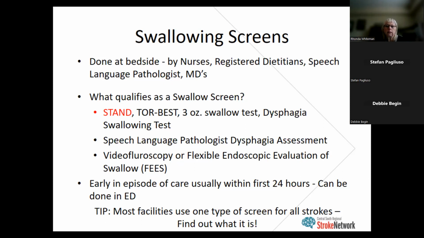You may see the STAND, the standardized swallowing tool for adult neurological dysphagia, the TORBEST, the 3-ounce water test, the dysphagia swallow screen. You may also see an SLP dysphagia assessment, or the SLP may do a video fluoroscopy or a flexible endoscopic evaluation of swallowing, or a FEES. It's usually and should ideally be done within the first 24 hours, and can be done in the emergency department. You may see a dysphagia screen and an SLP assessment. Certainly if the dysphagia screen is abnormal, SLP would follow up to do a more detailed assessment.